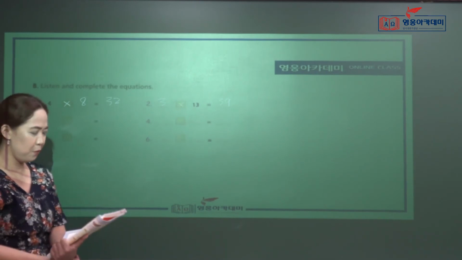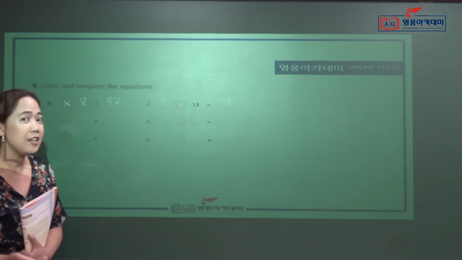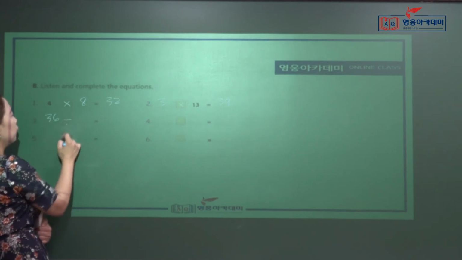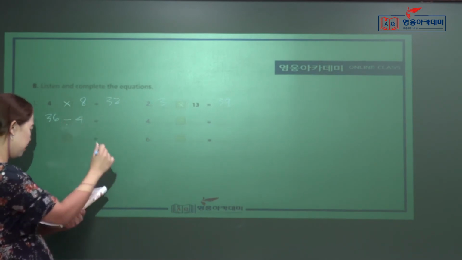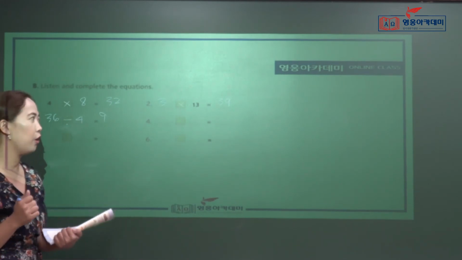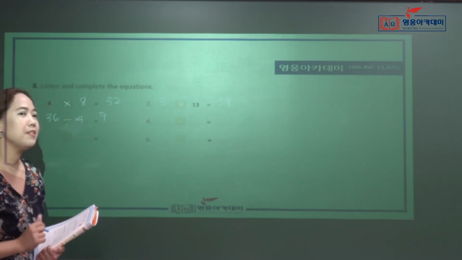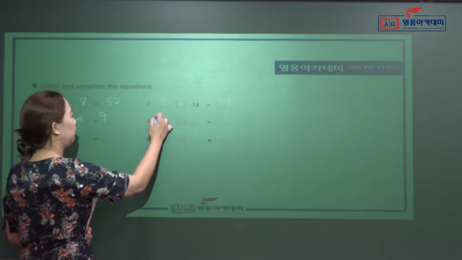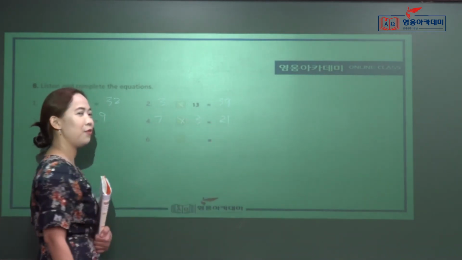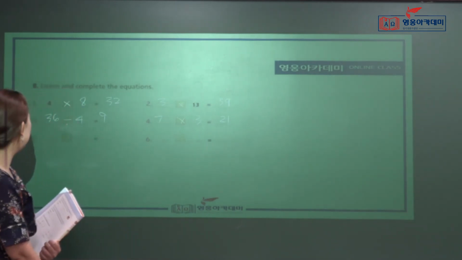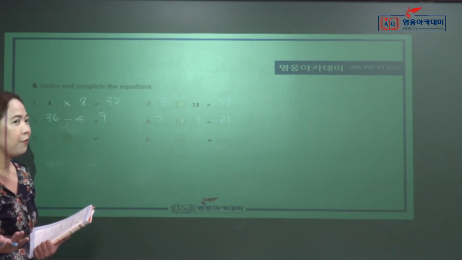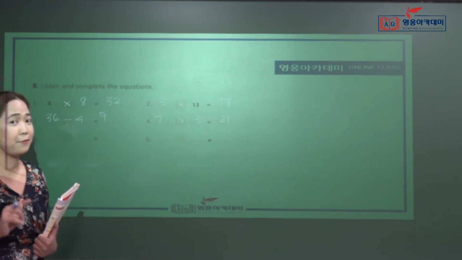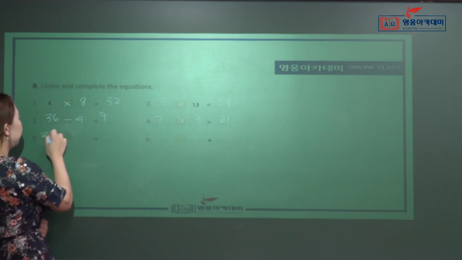36 divided by 4 is 9. Next, number 4. 7 times 3 is 21. Next, number 5. 35 divided by 5 is 7.